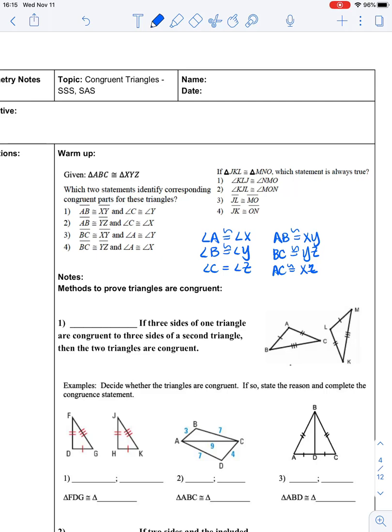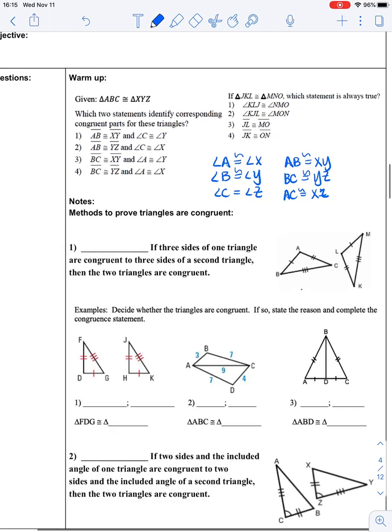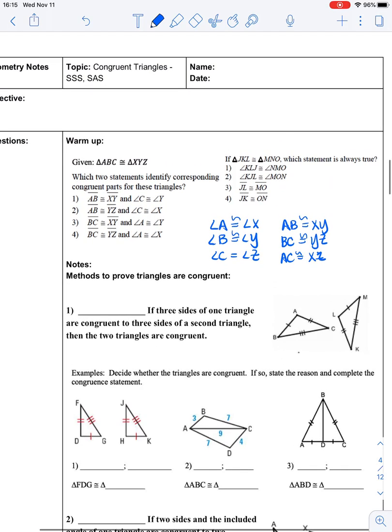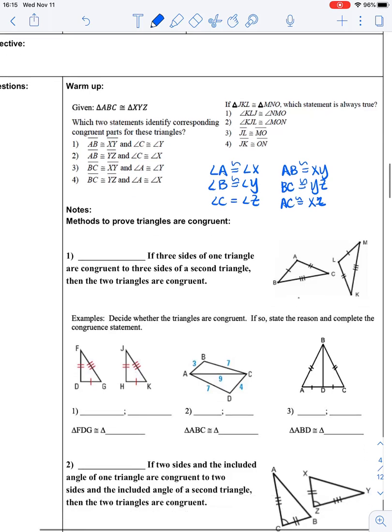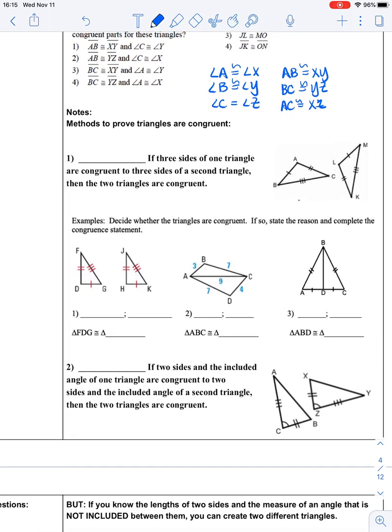But we don't actually have to have information about all 6 pieces. All we really have to have is 3 of the right pieces in the right order. So we're going to talk today just about 2 combinations of those sides and angles that we need to know, and there are actually 5 of them. The first one is called side, side, side.